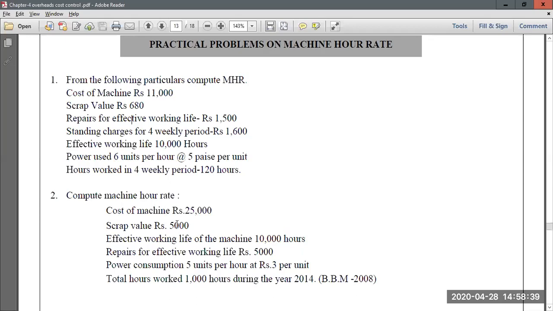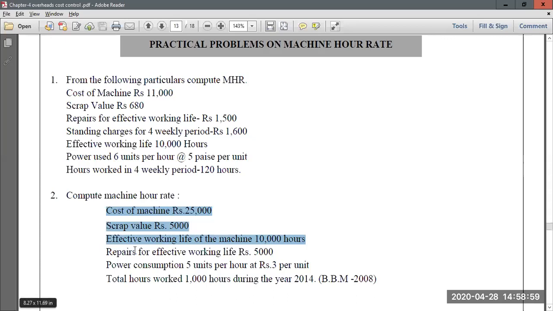Cost of the machine, scrap value and effective working life. The first three items are related to the calculation of depreciation, right? So you need all these three items for the calculation of depreciation. So 25,000 minus 5,000 divided by the working life of the machine, 10,000 hours, will be used for computing depreciation. So it is part of your variable charges or running charges.